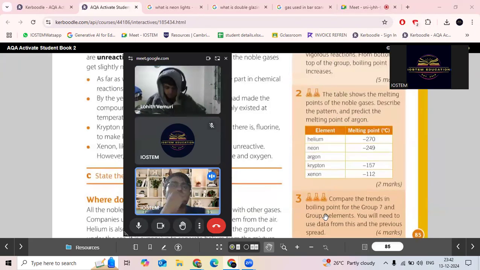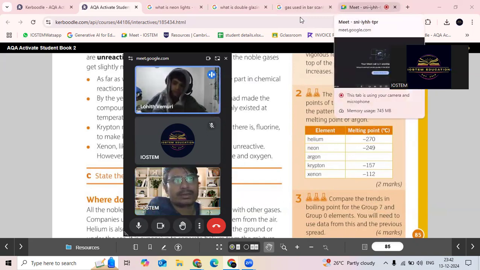No, I'm not talking about the reactivity. I'm talking about the boiling points. Which group 7 element has the higher boiling point? If you compare in the group, you have to say, if you come from top to bottom in group 7, what happens to the boiling point? And if you're coming from top to bottom in group 0 elements, what happens to the boiling point?